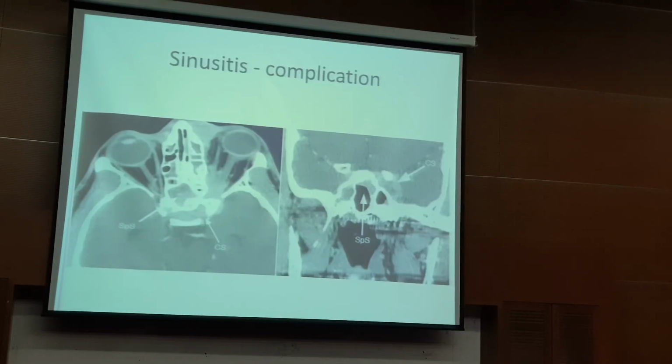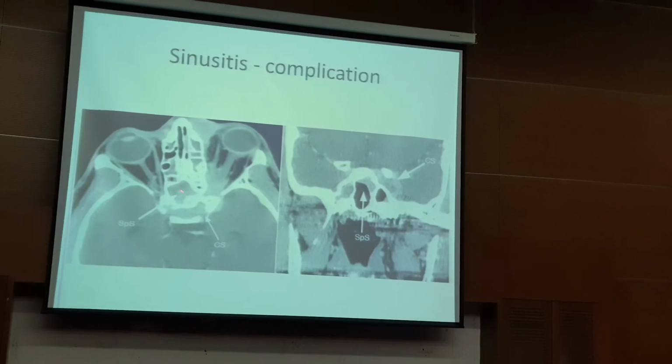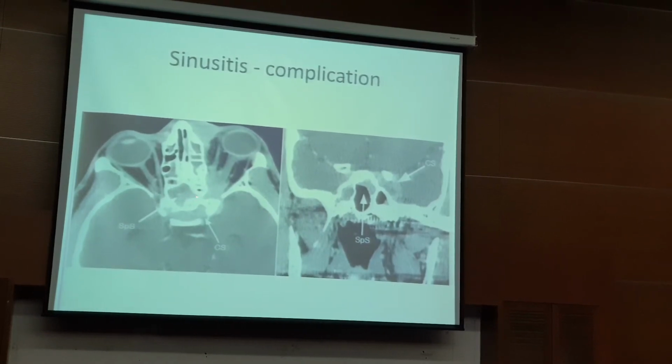Okay, now another complication, again, chronic sinusitis. You can see that the mass has now extended into the orbital apex, into the intraorbital cavity, as well as the cavernous sinus. And there is cavernous sinus thrombosis. How do you tell whether there's cavernous sinus thrombosis? It is when there is a filling defect within the cavernous sinus itself.